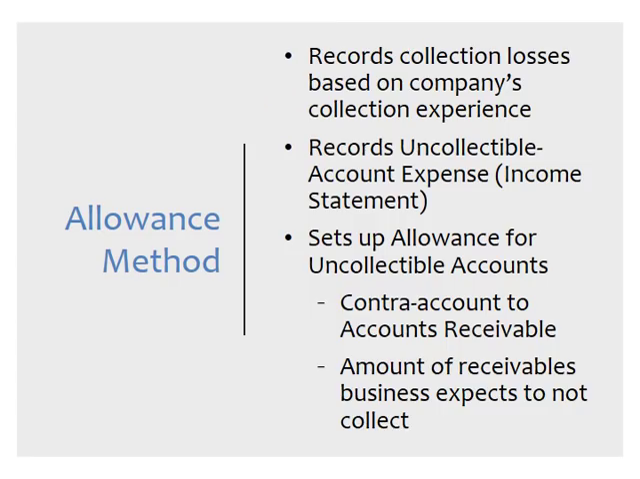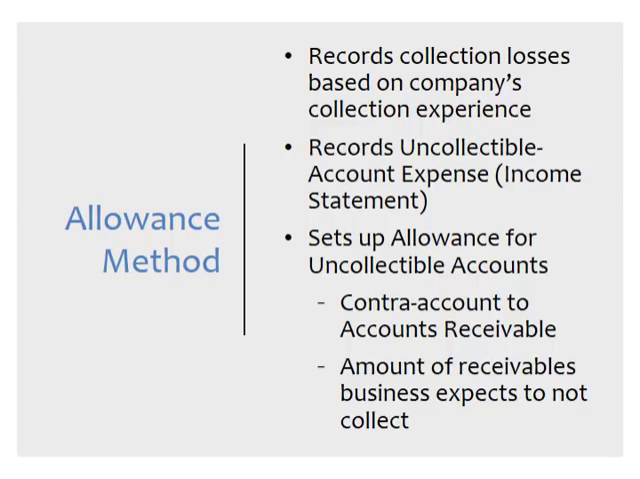The best way to measure uncollectible accounts expense, bad debts, is by the allowance method. This method records losses from failure to collect receivables based on estimates developed from the company's collection experience. A company doesn't wait to see which customers will not pay. Instead, it records the estimated amount as uncollectible account expense and also sets up a contra asset to accounts receivable called allowance for uncollectible accounts.